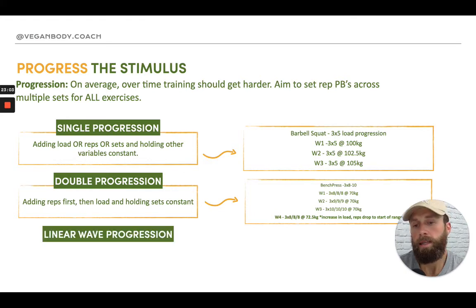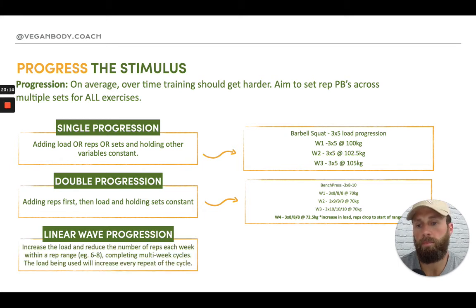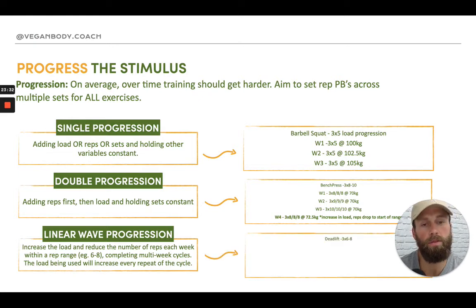And then another really cool progression scheme that I like to use with a lot of clients, from early intermediates all the way through to advanced trainees, is linear wave progression. Increasing the load and reducing the number of reps each week within a rep range, for example, 6 to 8, and completing multi-week cycles. The load being used will increase every repeat of the cycle. So in this type of progression system, we're only increasing load every cycle as opposed to every week.